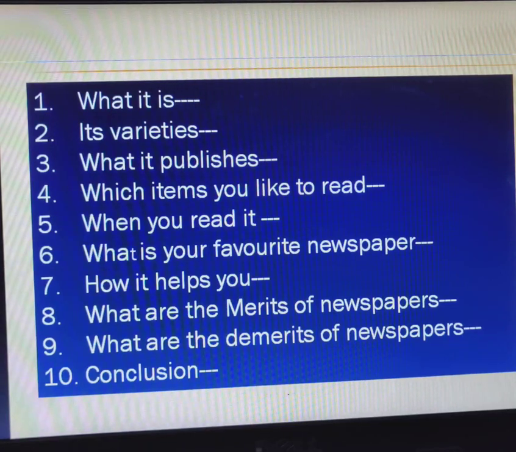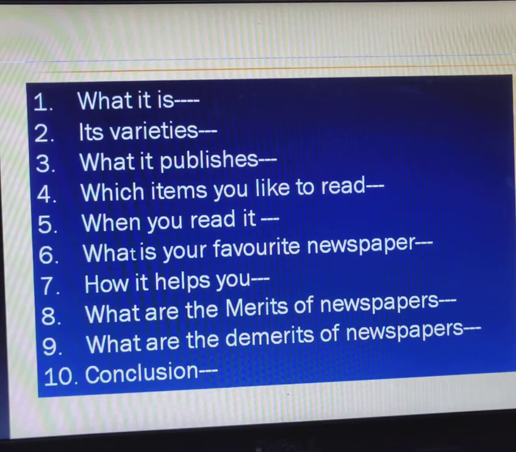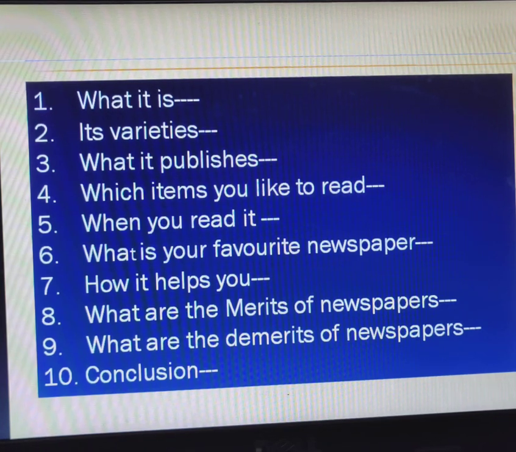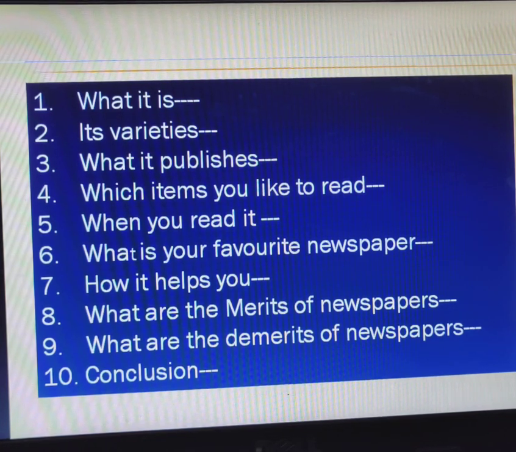To write the essay about the newspaper, there are 10 points you have to remember. First one is what it is. Second point is its varieties. Third point is what it publishes. Fourth point is which items you like to read. Fifth point is when you read it. Sixth point is what is your favorite newspaper. Seventh point is how it helps you. Eighth point is what are the merits of newspaper. Ninth point is what are the demerits of newspaper. And the tenth point is the conclusion.